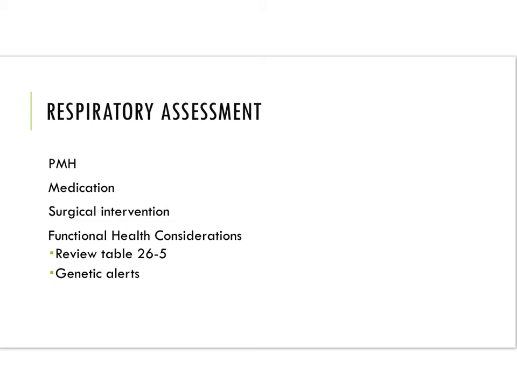Genetic alert is on the bottom, and it talks about the fact that there is obviously a genetic link with cystic fibrosis. That also there can be an increased incidence of COPD if a patient has a deficiency of the alpha antitrypsin protein. That secondhand smoke is a major risk factor for COPD. These are some of the genetic alerts that you need to be aware of.